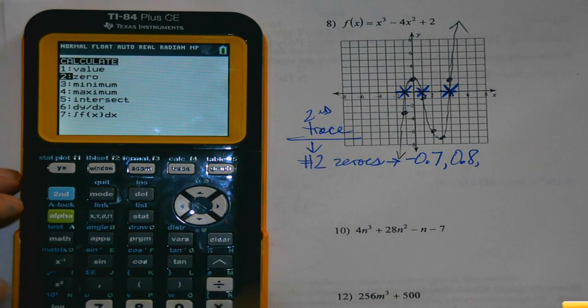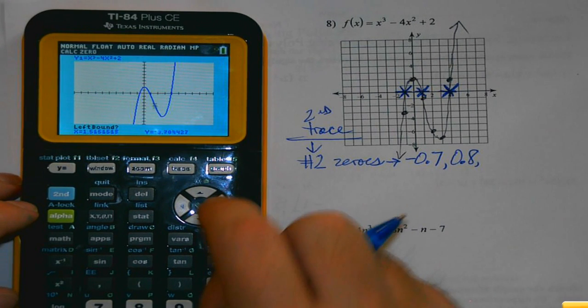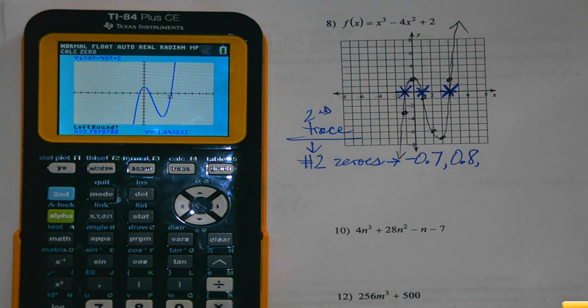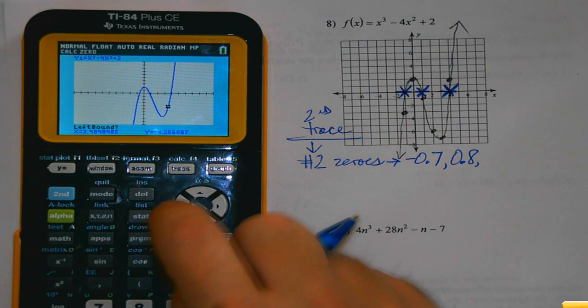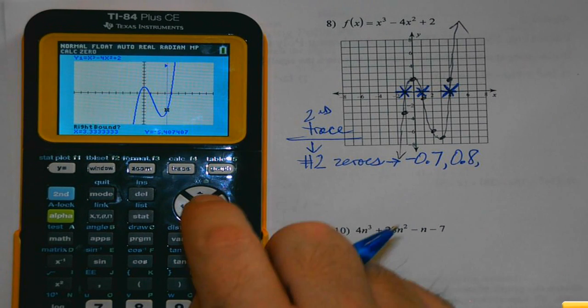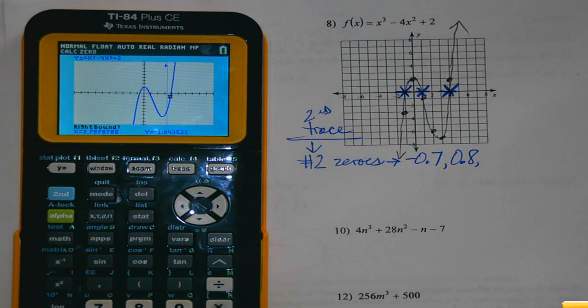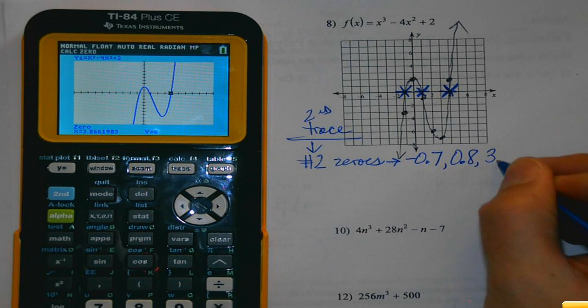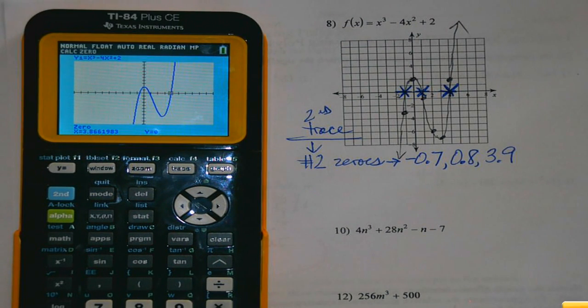Second trace, one last time. Another reason I like this one, we get plenty of practice. So I finally get around to that last one. Again, as close as you can get, you may not be right on the axis. So once I get to that last one, 1, 2, 3 to the left, enter. 1, 2, 3, gets me back where I started. 4, 5, 6, enter, enter. 3.9, let's say. Okay, so those 3 are my zeros.